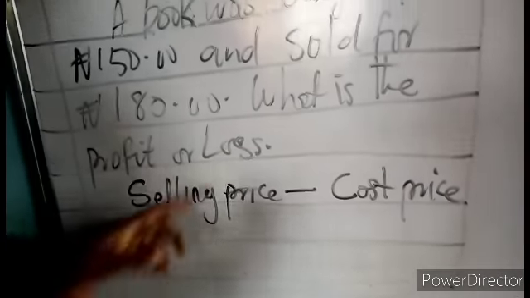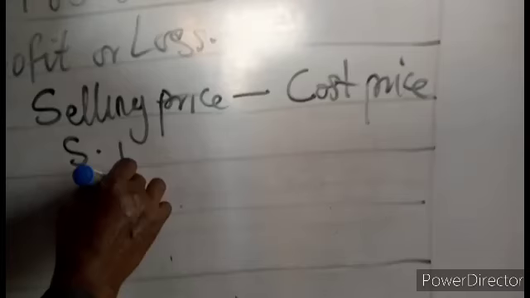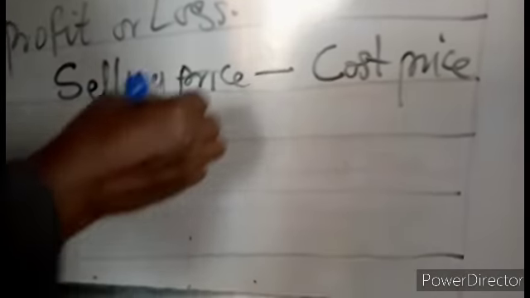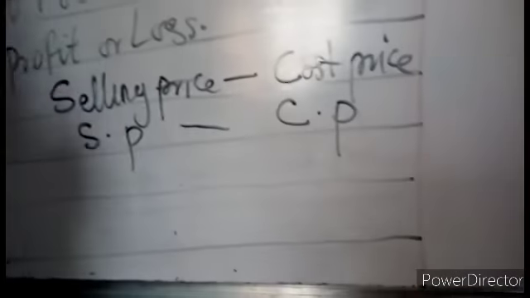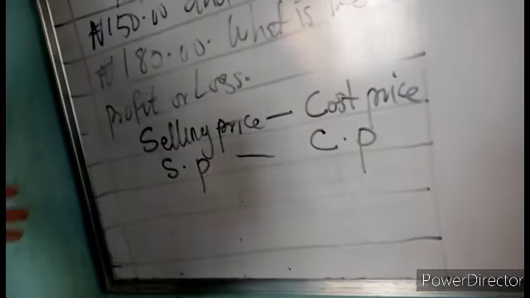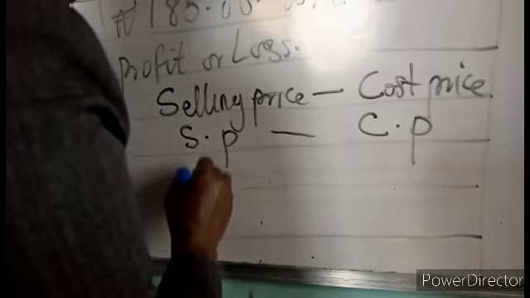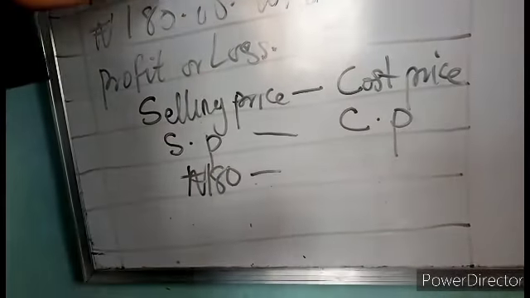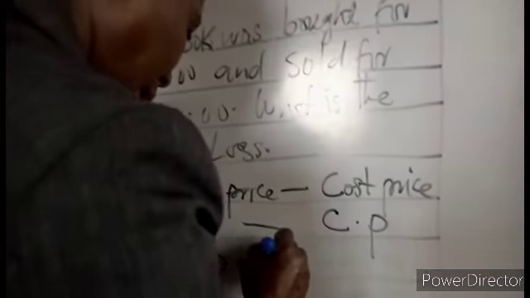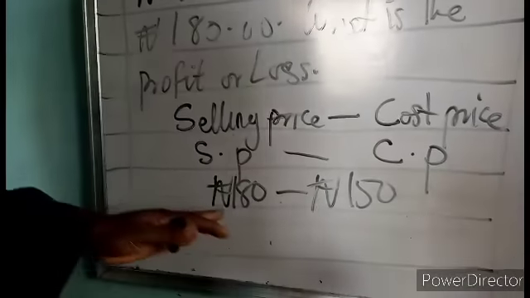Now, don't forget that you can put selling price in a short form by saying SP. SP here means selling price, minus CP, which means cost price. Now, the selling price is 180 naira minus the cost price. The book was actually bought for 150, so 150.